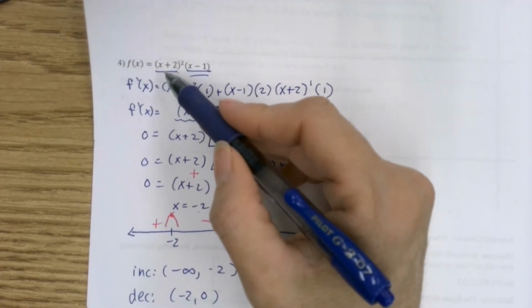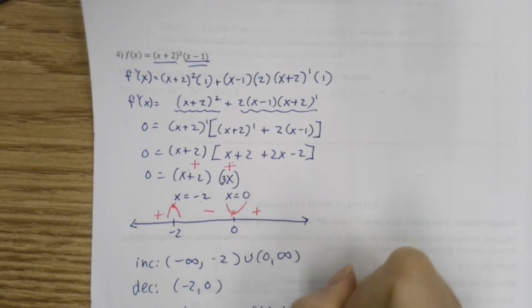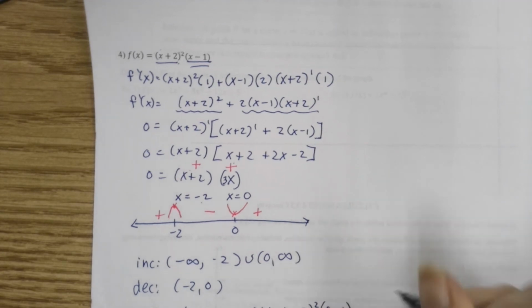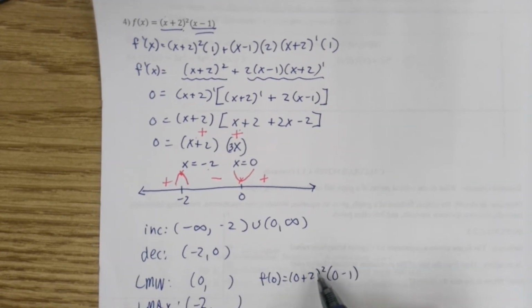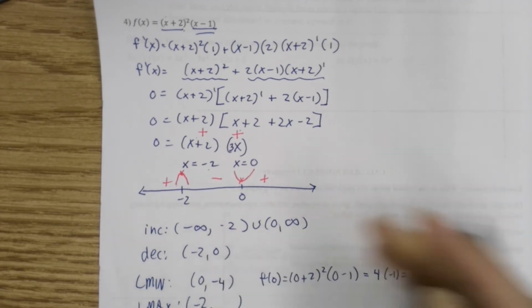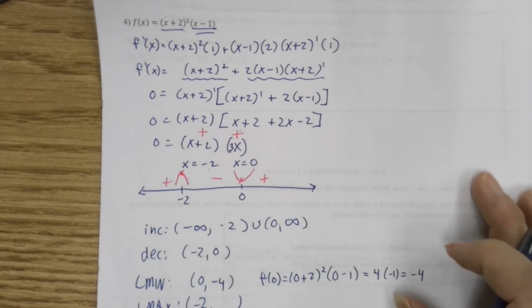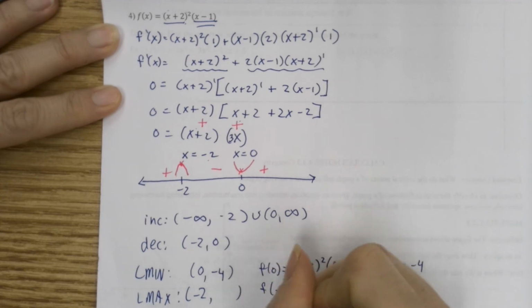If you substituted a 0 in here, 0 plus 2 squared times 0 minus 1. So 0 plus 2 is 2, squared is 4. Times negative 1, so that leaves me with negative 4. And then let's substitute a negative 2 in to find my local max.